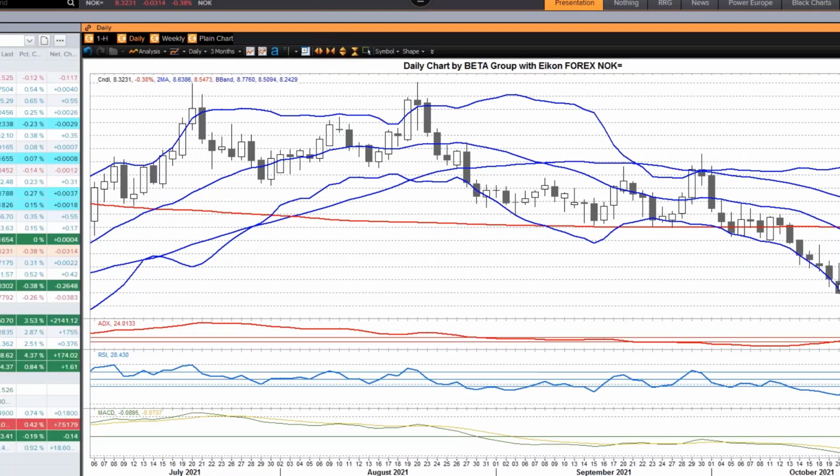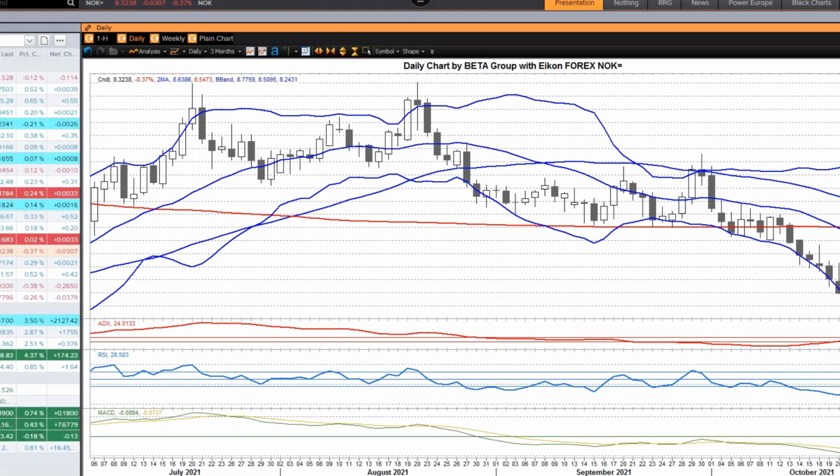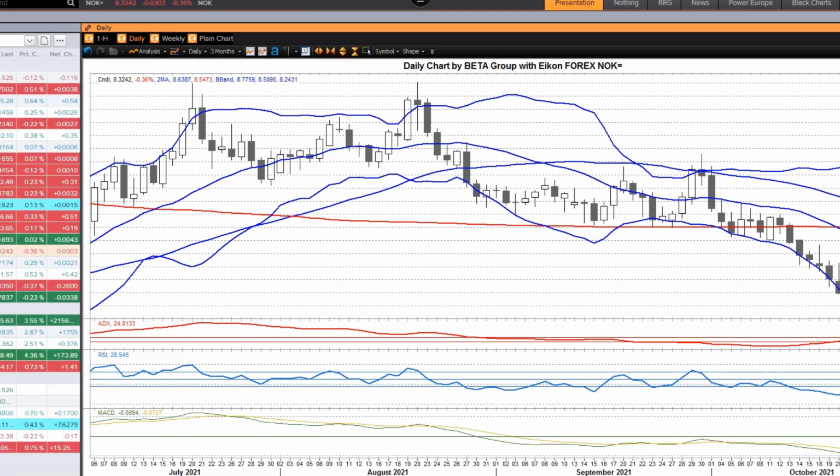On the daily chart, well, we just probably had a bit of short covering at the end of the week here, but I think it is looking weak, and the Bollinger Bands are expanding. The trend is strengthening, the downtrend is strengthening. The RSI is weak and the MACD is weak as well. This does look like the existing trend of our performance in these commodity currencies is going to continue, and there's good sense in that, isn't there?